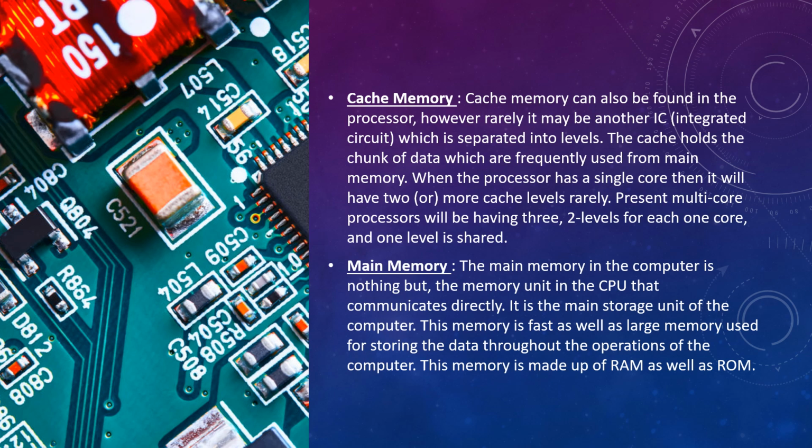Main memory. The main memory in the computer is nothing but the memory unit in the CPU that communicates directly. It is the main storage unit of the computer. This memory is fast as well as large, used for storing the data throughout the operations of the computer. This memory is made up of RAM as well as ROM.